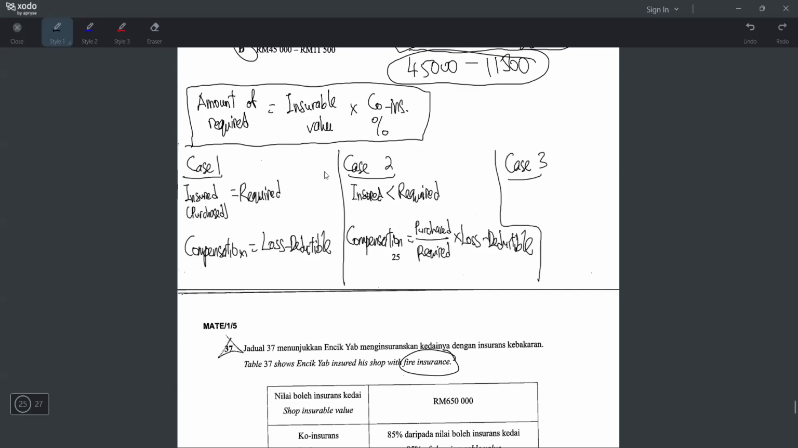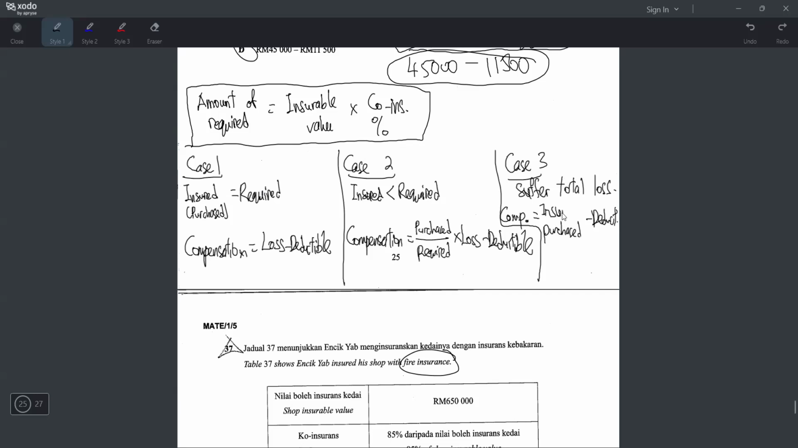And let's talk about case 3. Case 3 is suffer total loss. If you suffer total loss, they will not look at whether your insured is less than or more than the required. We don't care, because total loss means the whole house burned down already. So it's very sad for this person. So we don't care whether he bought according to the required or less than required. We don't care because he has a total loss already. So the formula is just take the insurance purchased, how much he bought, minus deductible.